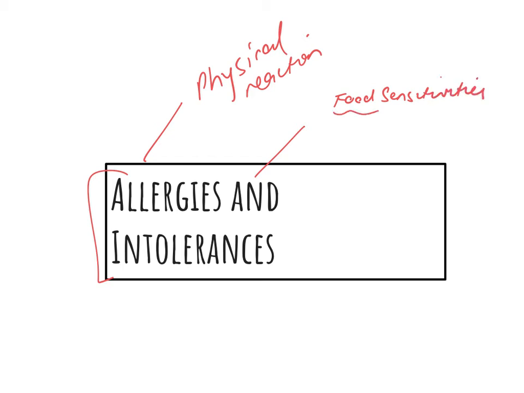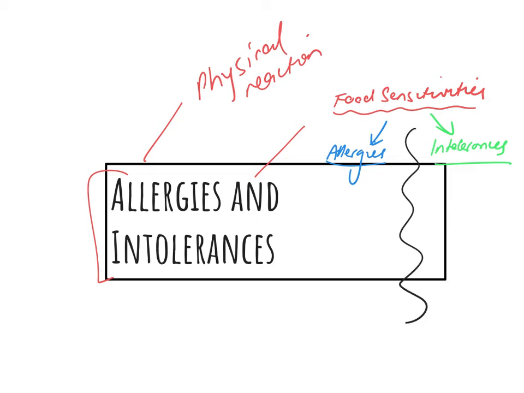So when we look at the term allergies and intolerances, these are what we call food sensitivities. Now, food sensitivities can be classified in two ways. We have allergies and we also have intolerances. They are both types of food sensitivities, but they are different. And I'm going to explain the difference between them very quickly before we go through the slides.